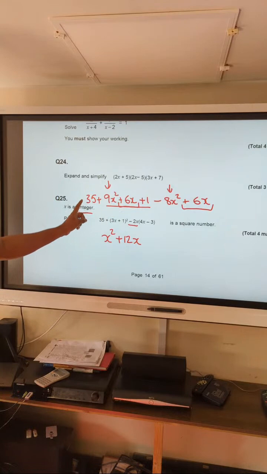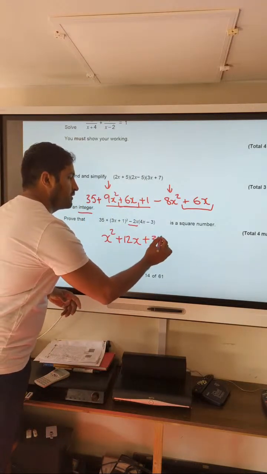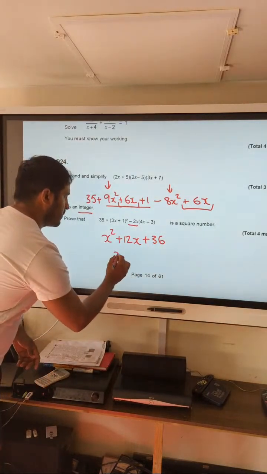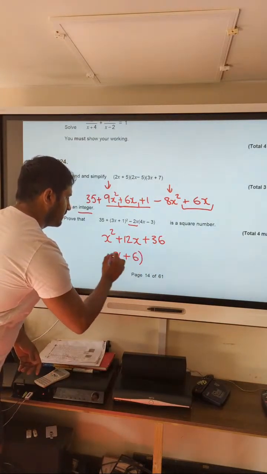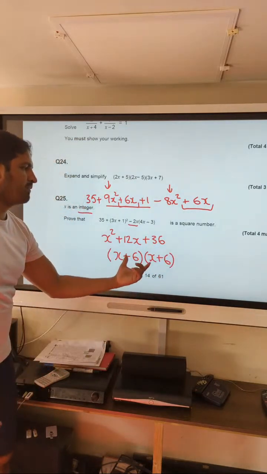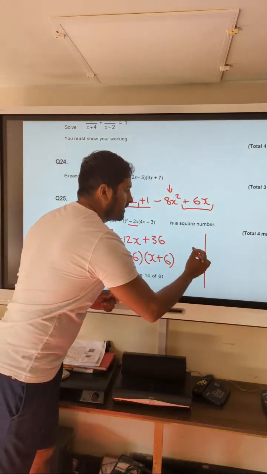And then we got the numbers 35 and 6. That's also a square number, so that's good news. If I factorize that, it factorizes to x plus 6 and x plus 6. If I have a number multiplied by itself, it's going to be a square number. Again, if you're not sure how to factorize it, you can use the grid method.